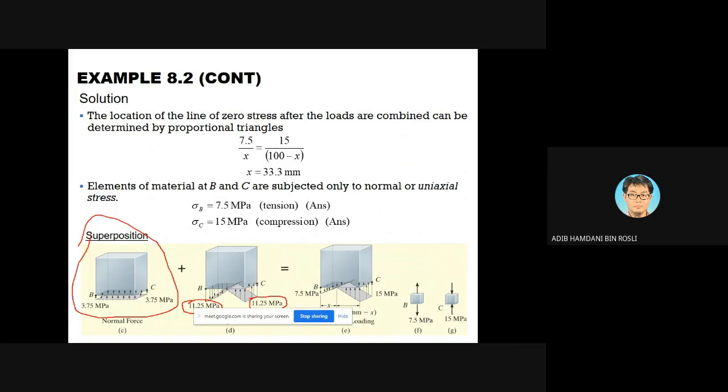And it will be zero at the neutral axis. Can you see the distribution? So if you superpose them, what happens at point B? For point B, it is minus 3.75 plus 11.25, and then you will get this 7.5 megapascal in tension, which is positive. Again, why is this minus 3.75? Because it's a compression.